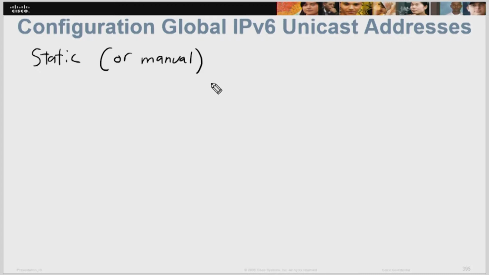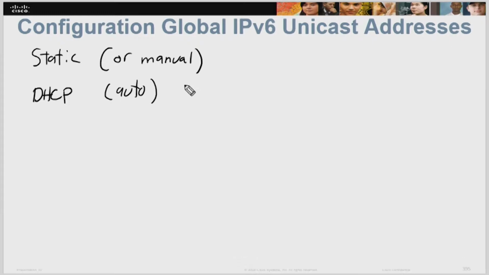But either way, we can do it statically, manually, or we can do it dynamically. So in IPv4, we always use DHCP, Dynamic Host Configuration Protocol. This is a fully automatic way to do it. And so what happens with DHCP is the device goes out and does a broadcast, hey, DHCP server, I need an address. The DHCP server responds back.